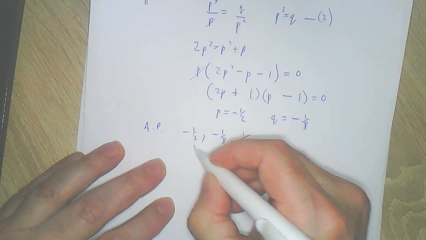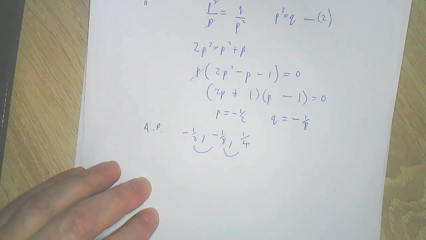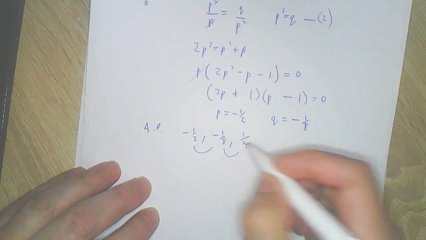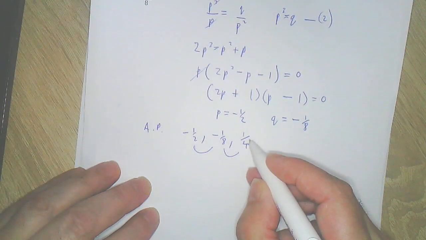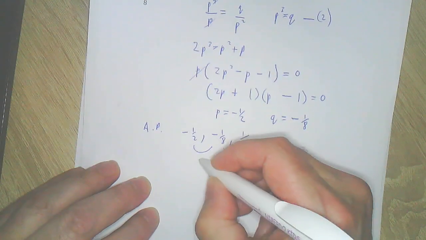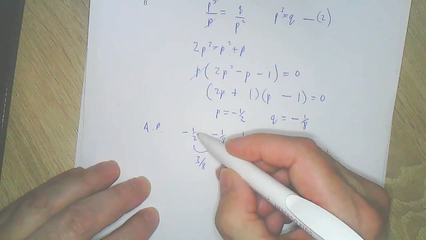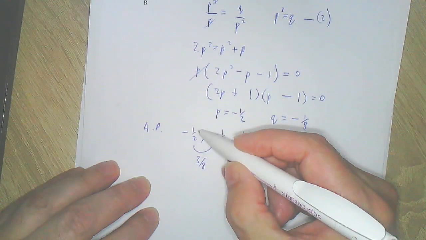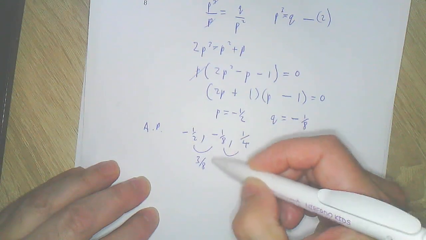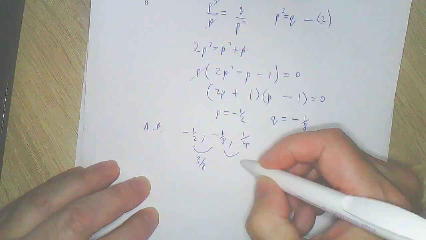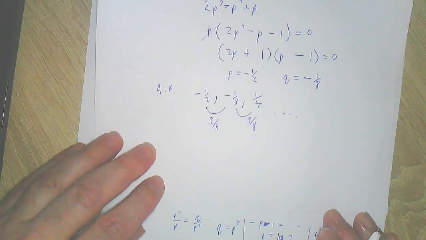So we can see by looking at these three terms, it's arithmetic, so there must be a common difference. Minus an eighth up to a quarter, that's 2 eighths, plus another eighth is 3 eighths. 3 eighths, does that make sense? Minus 4 eighths plus 3 eighths is minus 1 eighth, so that's correct. The common difference is 3 eighths.